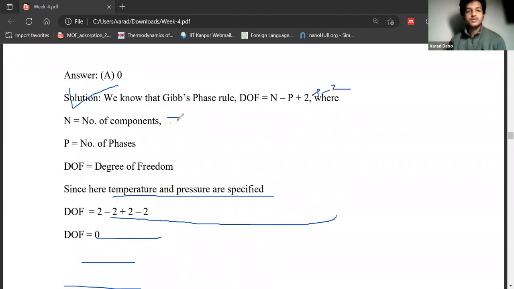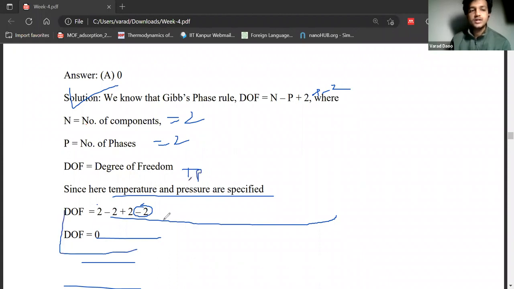And here the number of components is going to be 2, and the number of phases is liquid and vapor. Here also 2 phases, benzene and toluene. So n is 2, p is 2, plus 2, minus 2 because temperature and pressure are specified. Resulting in degree of freedom equal to 0. It is option A.